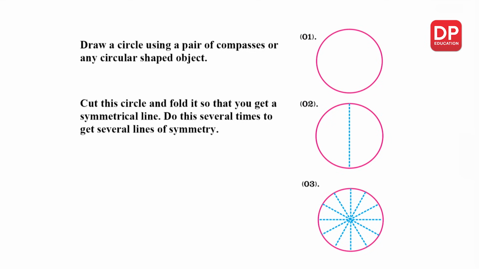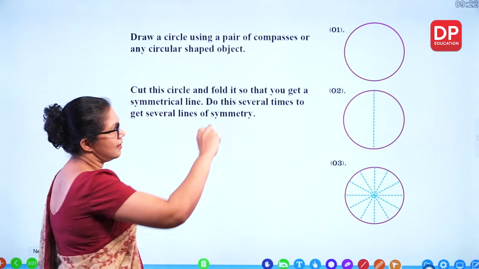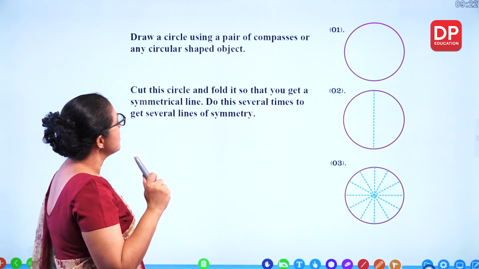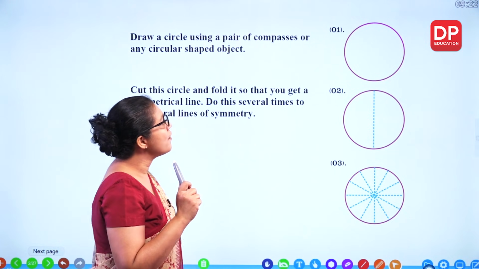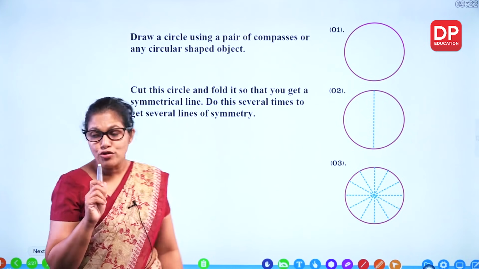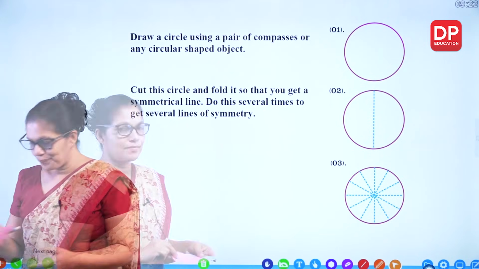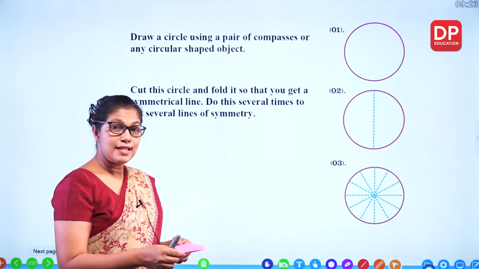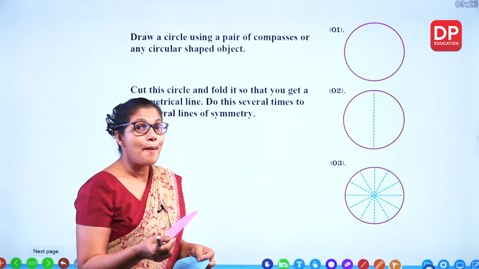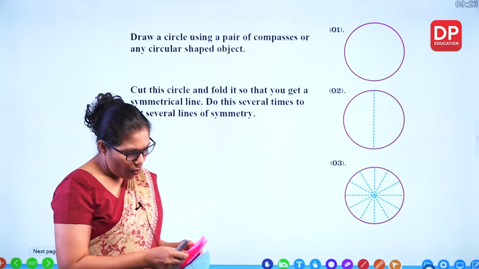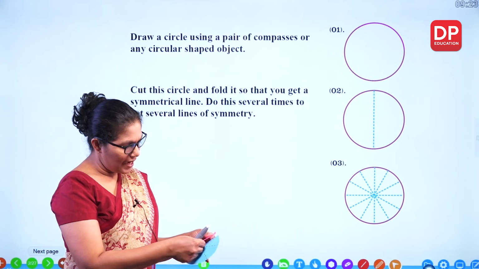So draw a circle using a pair of compasses or any circular shaped object. Now you can do that. And cut this circle and fold it so that you get a symmetrical line. You know how to do that. We did that before. Take a circle and after you cut it, you fold it so that you get symmetrical lines.